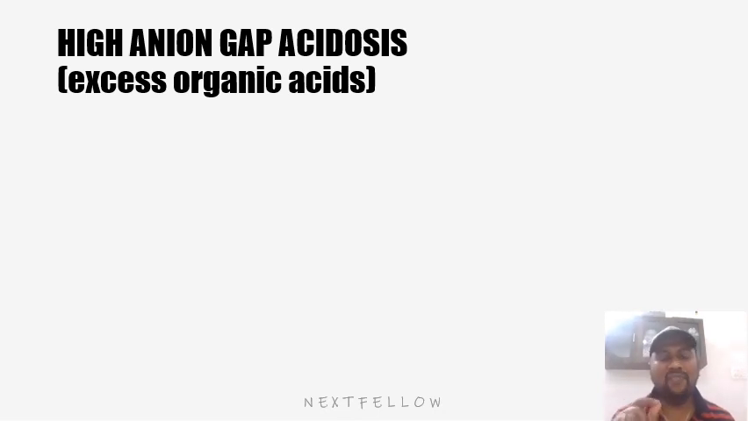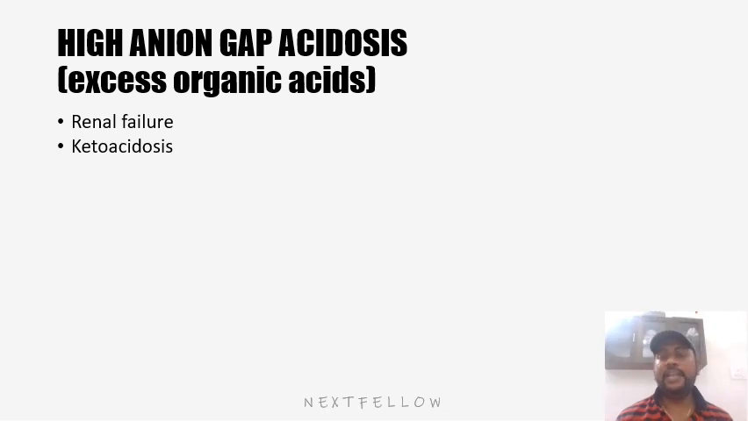One of the main functions of the kidney is to excrete all these non-volatile or organic acids. So in renal failure, these acids cannot be excreted, so they will accumulate and lead to a metabolic acidosis. Okay. On the other hand, production of organic acids can be increased in the following conditions.